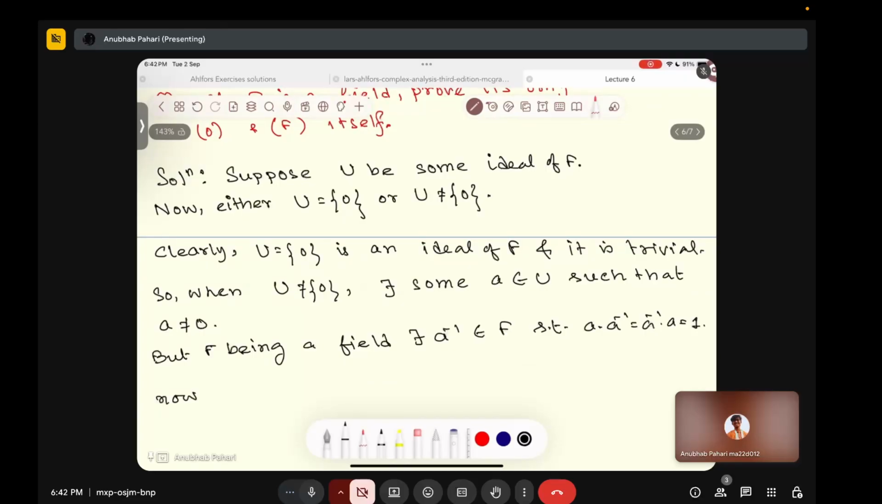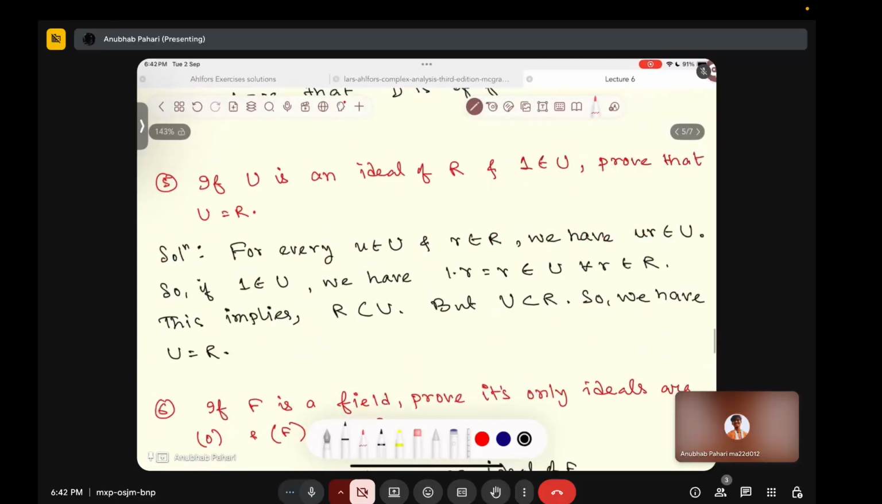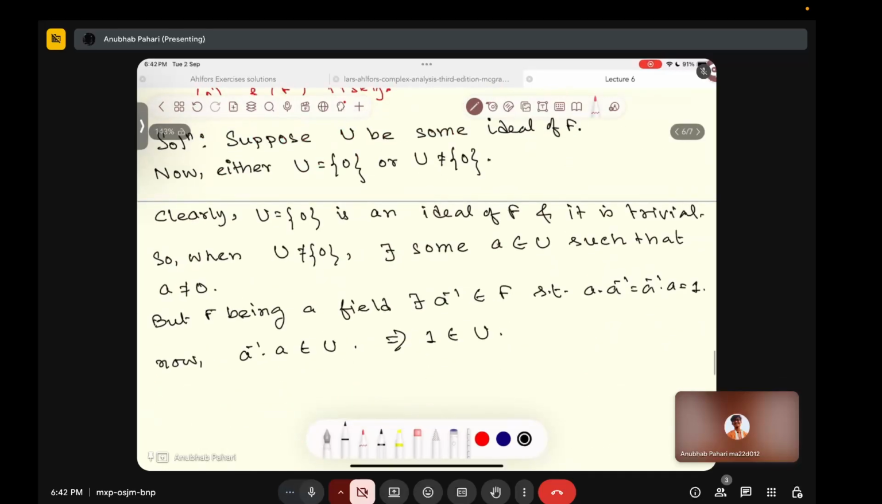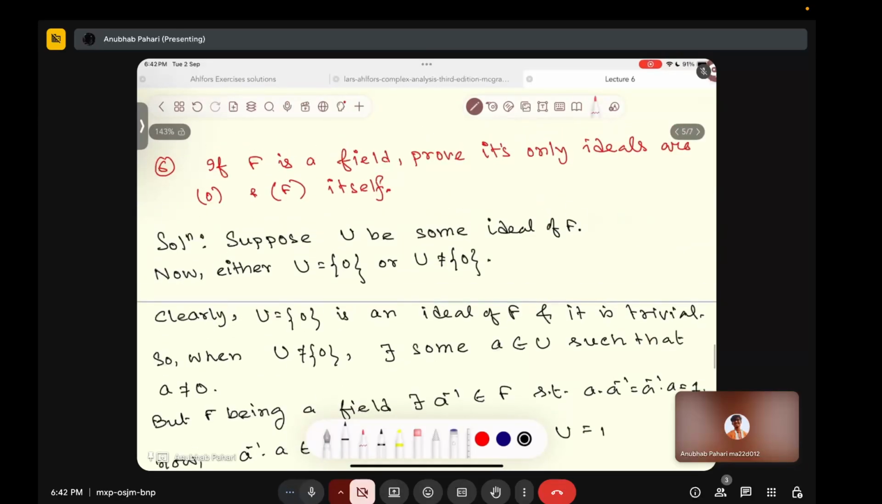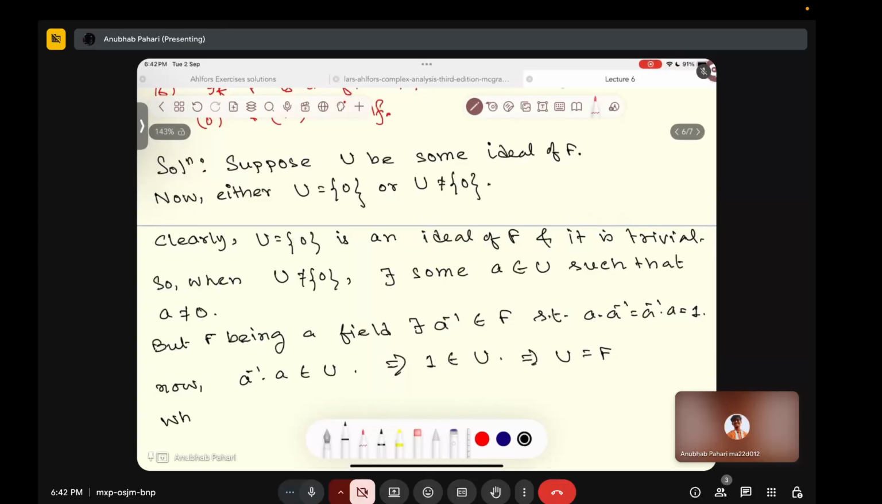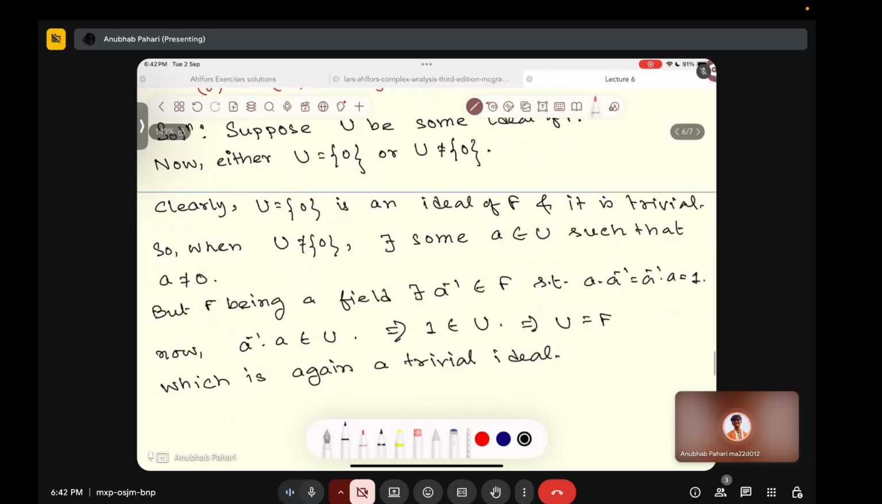Now a inverse times a belongs to U, because a inverse belongs to F and a belongs to U. So this implies that 1 belongs to U. So from the previous exercise, if U is an ideal and 1 belongs to U, then U equals F, which is again a trivial ideal. So we are done.